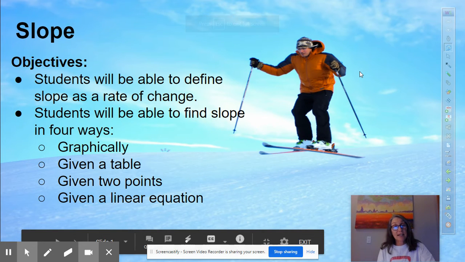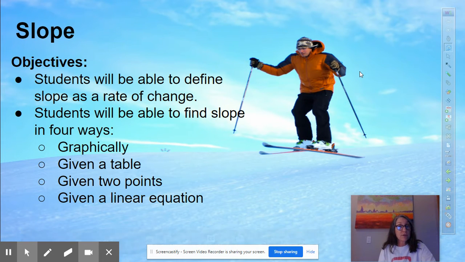All right, second lesson in slope. Remember that slope is the steepness of a line. We call it the constant rate of change. We call it the rise over the run. So in our first lesson, we found the slope graphically.